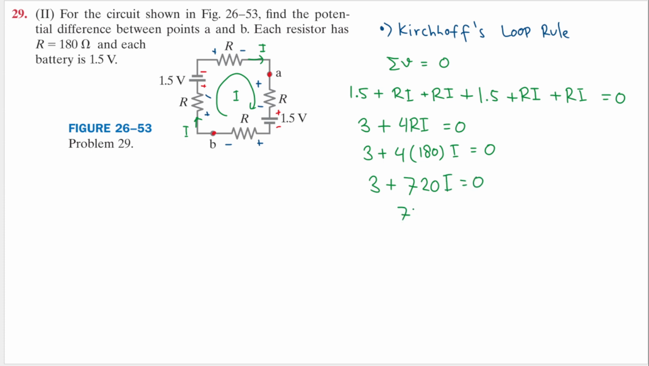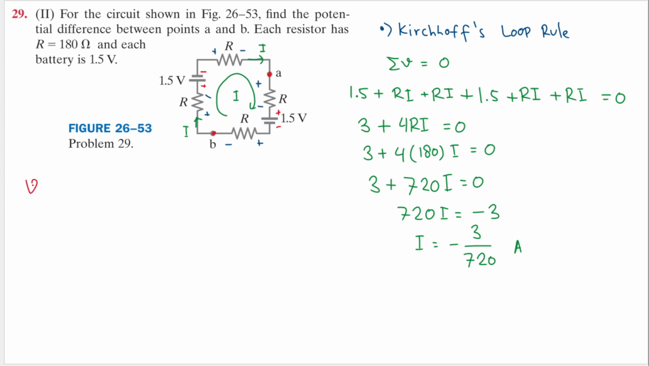So we will have 720 I is equal to minus 3. And so I here is minus 3 divided by 720. The unit here will be ampere. However, the question is not asking about the loop current here, but the voltage between A and B. Okay, let's do exactly that.